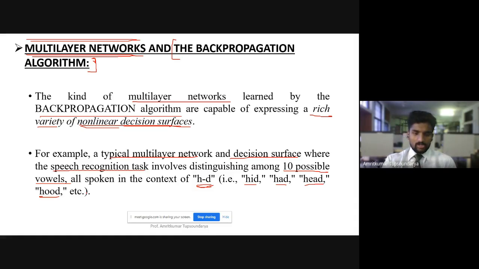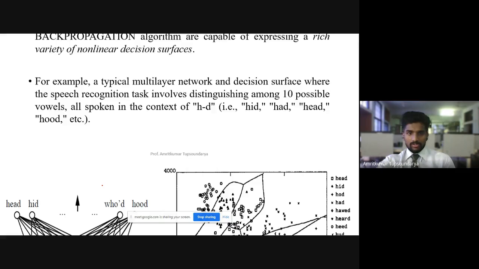So we just have this task of recognizing the speech pronunciation of different words, for example here h underscore d, in the context of vowels, right? That is the 10 possible vowels. Now, what are these 10 possible vowels and what are the different contexts, we will see here.